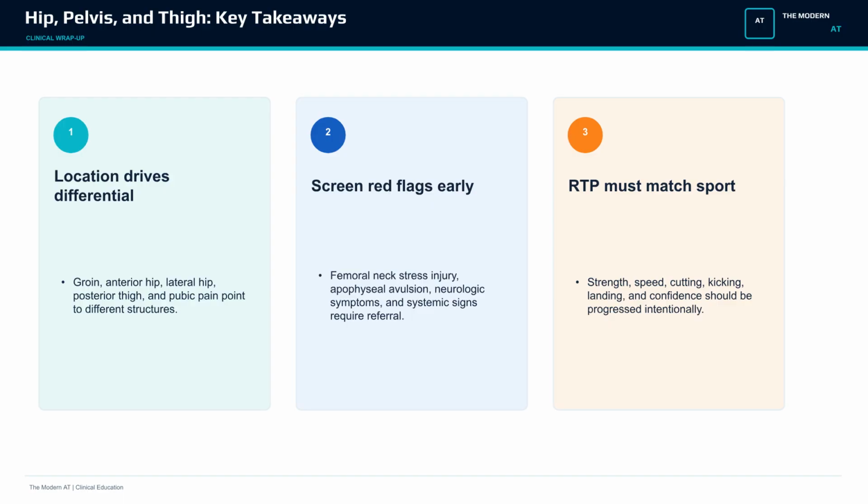The key takeaway is that hip, pelvis, and thigh evaluation depends on location, mechanism, age, load history, and weight-bearing tolerance. Muscle strains are common, but they are not the only possibility. Groin, anterior hip, lateral hip, posterior thigh, and pubic pain each point toward different structures and different risks. Screen red flags early, especially femoral neck stress injury, apophyseal avulsion, neurologic symptoms, systemic signs, and non-mechanical pain. Return to sport must match sport demands, including strength, speed, cutting, kicking, landing, confidence, and fatigue tolerance.